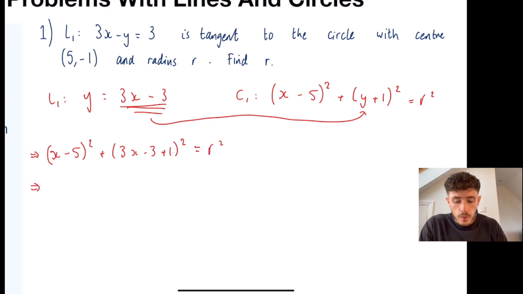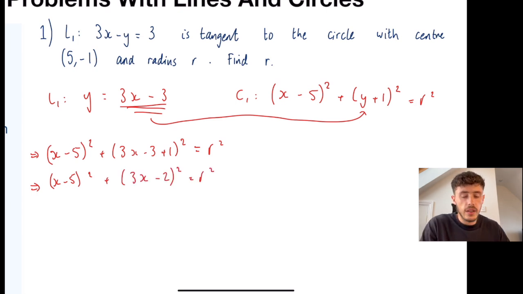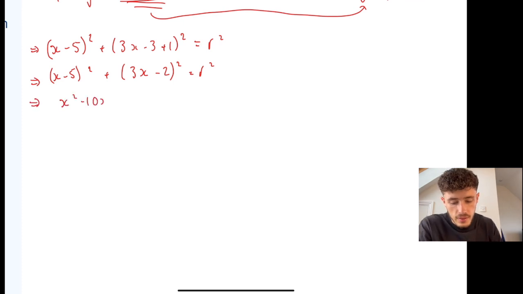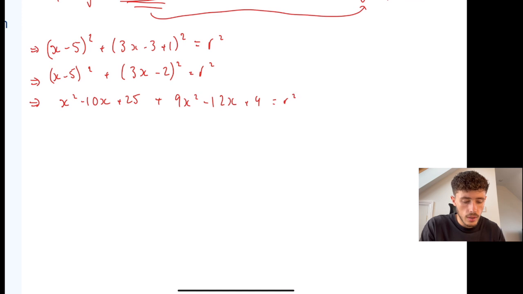So tidying this up a bit, x minus 5 all squared plus 3x minus 3 plus 1 is a minus 2, and then that's equal to r squared. Our next step is just to expand those brackets and combine it into one big quadratic. So x squared minus 10x plus 25 is the first quadratic, and the second one will be 9x squared minus 12x plus 4 equals the radius squared.